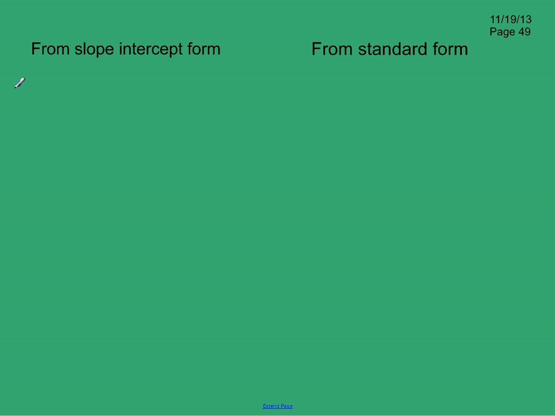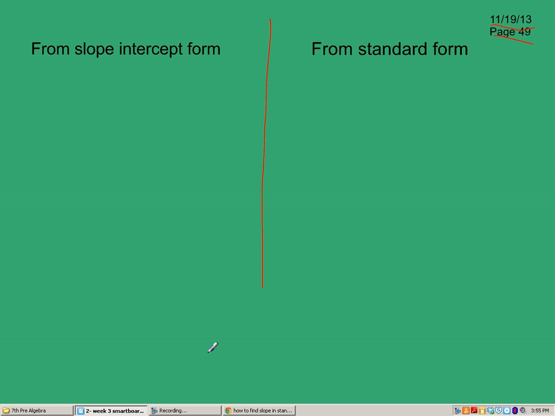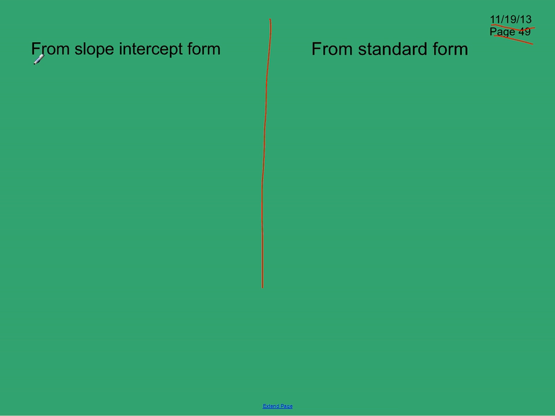Okay, so let's say, this will be on the top of page 49, November 19th, by the way, and I want you to take the top half of your page and divide it in half. Okay, don't put that line all the way down, just to the halfway point of your page. And on the left-hand side, I want you to write from slope-intercept form. And on the right-hand side, I want you to write from standard form. This is finding slope still.